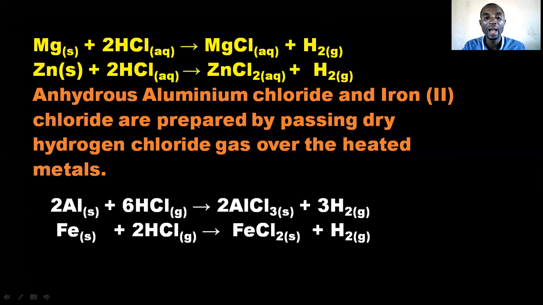In the same way, aluminum chloride and iron(II) chloride are prepared by passing dry hydrogen chloride over the heated metal. As for the equation for the reaction, you can see it below. This is iron reacting with this to give iron(II) chloride, and aluminum(III) chloride.